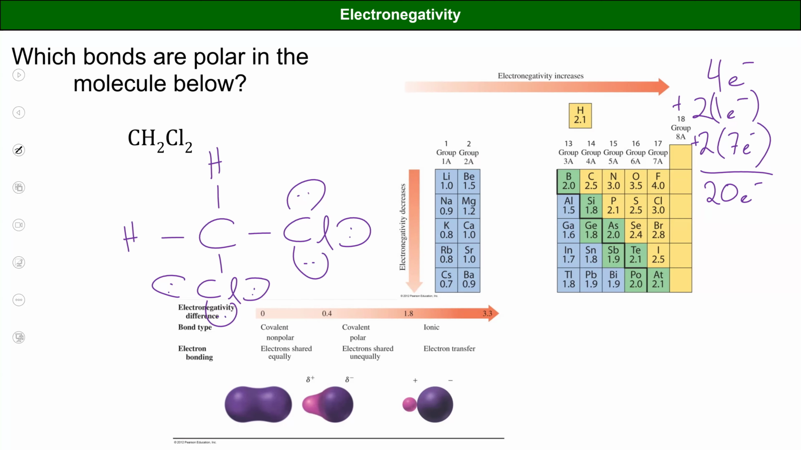All right, last step here. Which bonds are polar? What's the difference in electronegativity between carbon and hydrogen? So carbon's 2.5, hydrogen's 2.1, so 0.4. It's like right at our threshold.